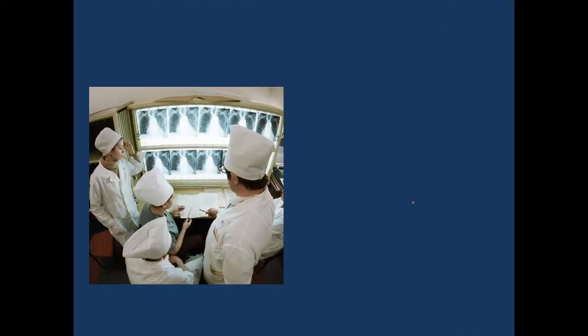And the special light box, we call it a negatoscope. This is a box usually used to read radiographs, X-ray images. It creates an evenly lit background for viewing.